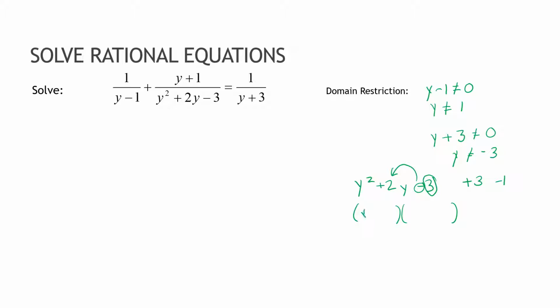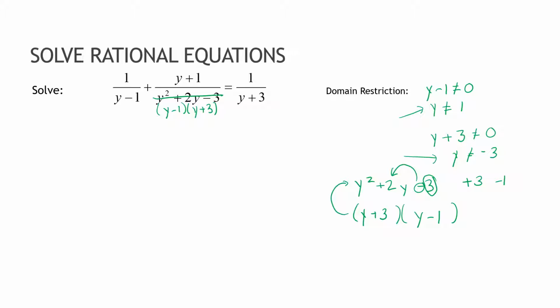So what does that mean? That means this is y plus 3, y minus 1. If I FOILed that back out, I would end up back here. And what does that help me with? Well, that means I can rewrite this as y minus 1, y plus 3. And if I take a look, I've already checked both y minus 1 here, and I've checked y plus 3 here. So I don't need to check the restrictions on the domain anymore.